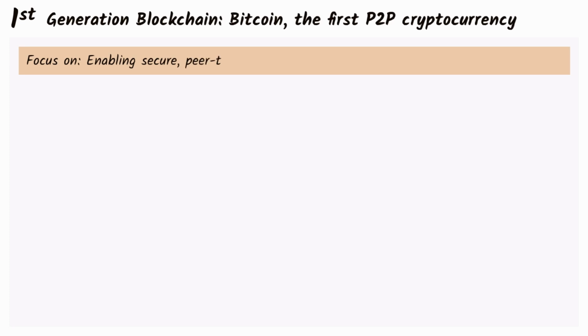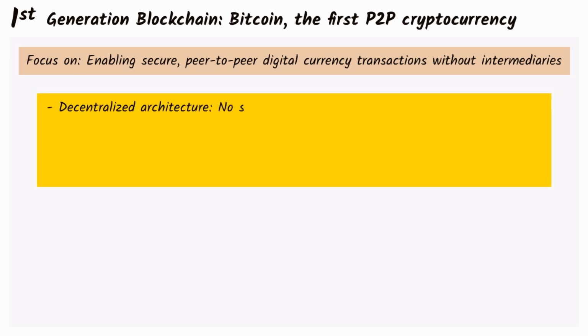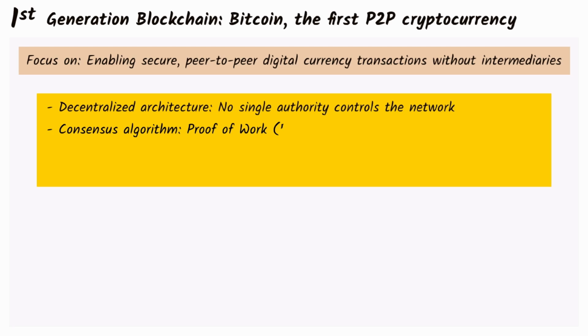This generation focused primarily on enabling secure, peer-to-peer digital currency transactions without the need for intermediaries. This revolutionary system introduced decentralized architecture. No single authority controls the network. Consensus algorithm, proof of work, POW. Cryptocurrencies, Bitcoin and Ethereum 1.0.